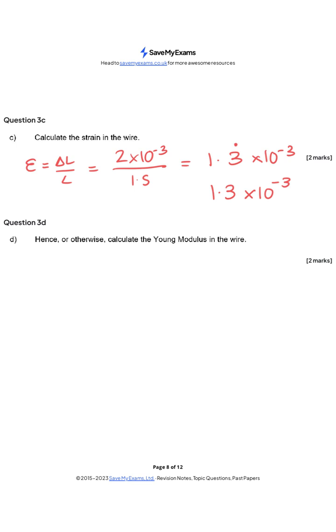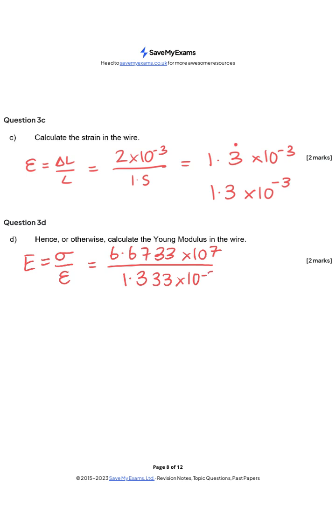And then 3D, we are linking both those answers because we are talking about the Young's modulus, which is the stress divided by strain. So from the previous page, we're going to copy our answer of 6.6733 times 10 to the 7. That was the stress that we calculated, and we're dividing it by what we just worked out, the strain, 1.333 times 10 to the minus 3, and we'll get 5 times 10 to the 10 pascals.